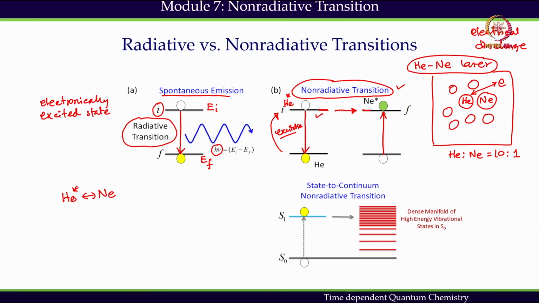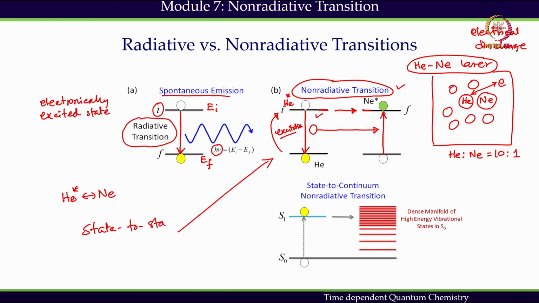So this efficient transfer of excitation energy from helium to neon occurs through collision, and this is a non-radiative energy transfer process. Non-radiative because this amount of energy is transferred to the neon system without any emission of photon. So this is a non-radiative transition, here from one state to another state.